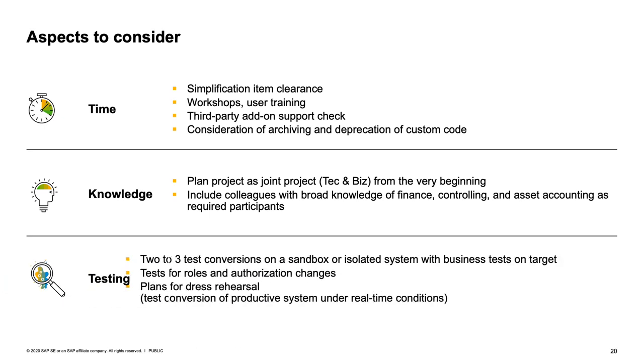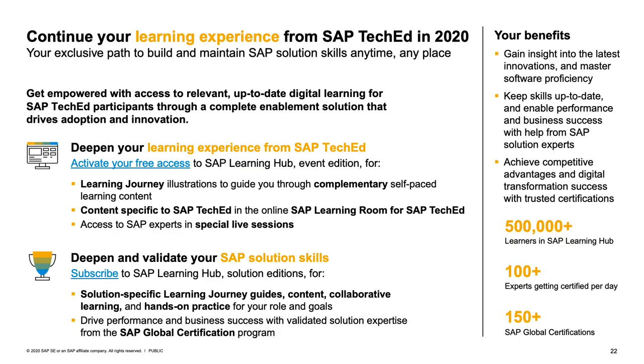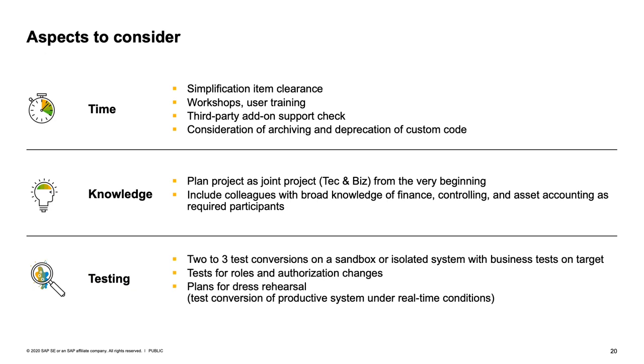You have to gain knowledge. You need to start this project from the very beginning as a joint project from the technical side and the application area. That's important. And you need colleagues' experience with finance and controlling. It's not only a technical conversion, it's the move to a new product family. So that's why it has to be a joint project. Finally, testing. We recommend up to 3 test conversions on a sandbox to really get familiar and to refine your project plan there. You have to test the new roles and authorization changes. And of course, you will plan for dress rehearsals.